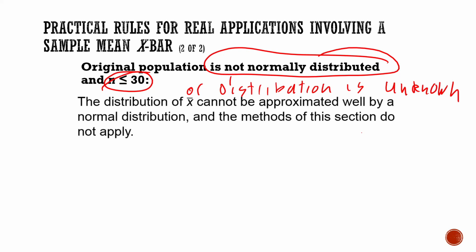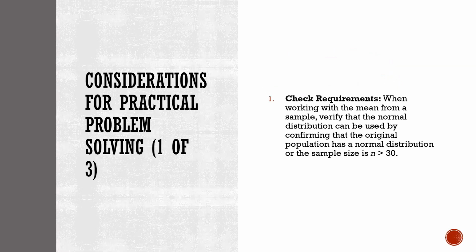Questions here? Okay, so basically when considering a problem, first you need to know, can I even solve this problem? You'll either need to know that the original distribution is normal or the sample size is over 30, or both. That information will be clearly given to you in the problem.